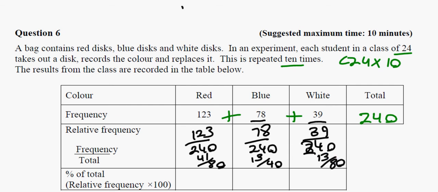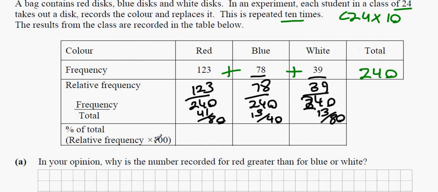Now, to get the percentage, we need to multiply these by 100. So just multiply them by 100. And what we're going to get is 51.25%. The next one is 32.5%. Now remember, all three of these have to add up to 100% because there's only three outcomes, so they all have to add up to 100% when you add them together. So 16.25%. So they actually all do add up to 100%.